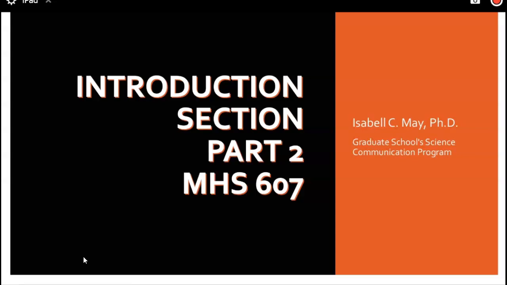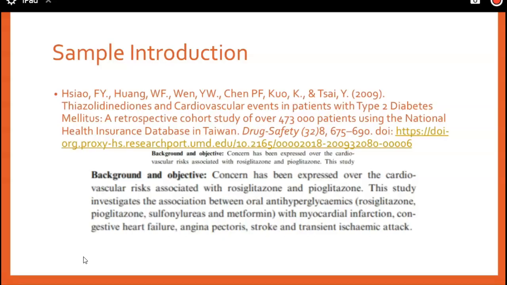of this introduction. So the study we're looking at today is a study published in Drug Safety. It's a fairly large clinical trial out of Taiwan. Here's the background objective. Concern has been expressed over the cardiovascular risk associated with rosiglitazone and pioglitazone. The study investigates the association between oral antihyperglycemics with myocardial infarction, congestive heart failure, angina pectoris, stroke, and transient ischemic attack. So it's something about the cardiovascular risk with these particular drugs.